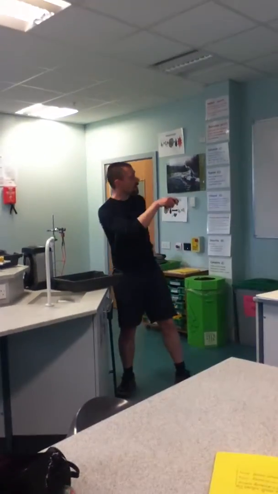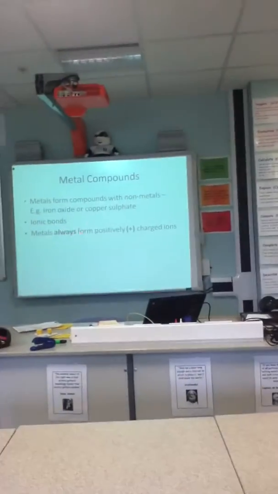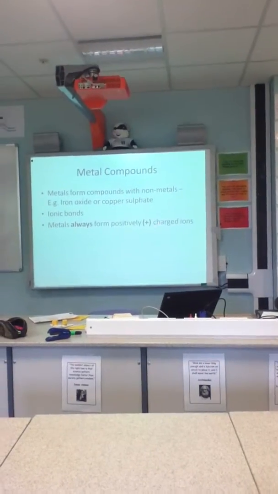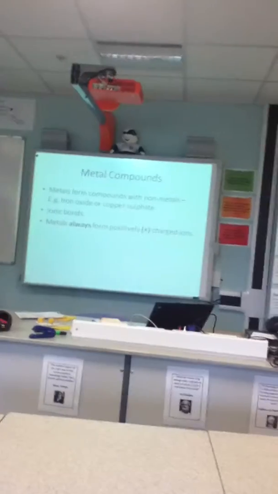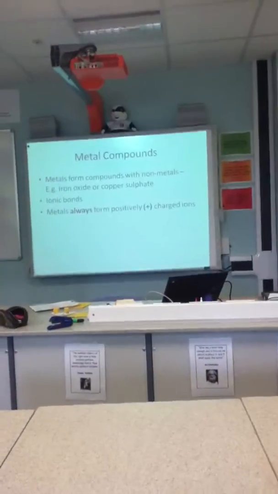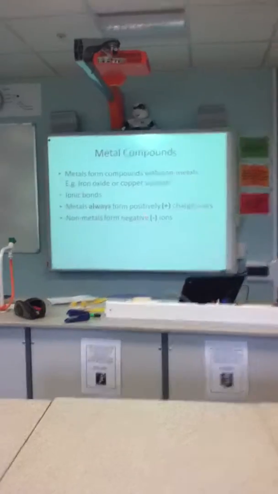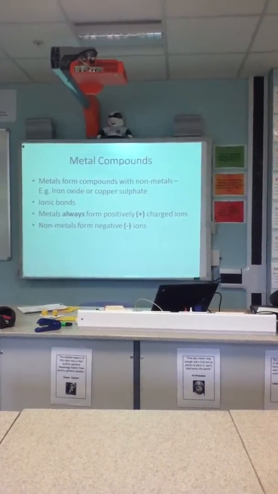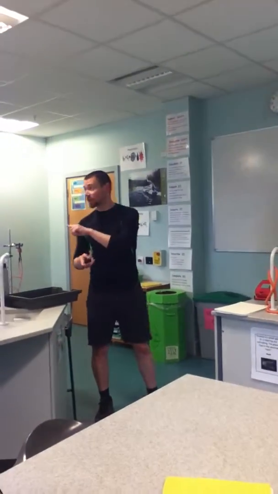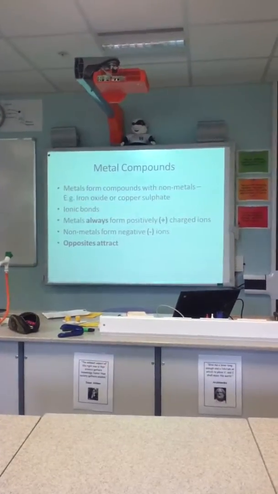And when metals and non-metals form these ionic bonds, the metals always form positively charged ions. So this means they have a positive electrical charge. Always. Metals, positive. Non-metals, on the other hand, always form negatively charged ions. They always have a negative charge. Now, the only other thing you need to remember in order to understand electrolysis is opposites attract.